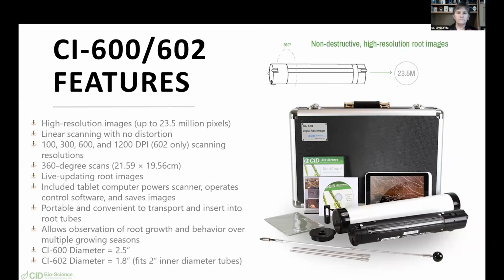Some features of the instrument. So you do get very high resolution images. They can go up to 23.5 million pixels. It is a linear scanning system. So essentially how it works is the scan head will rotate 360 degrees and you'll get a rectangular image of your root system, but it's actually the roots that are all surrounding the tube.